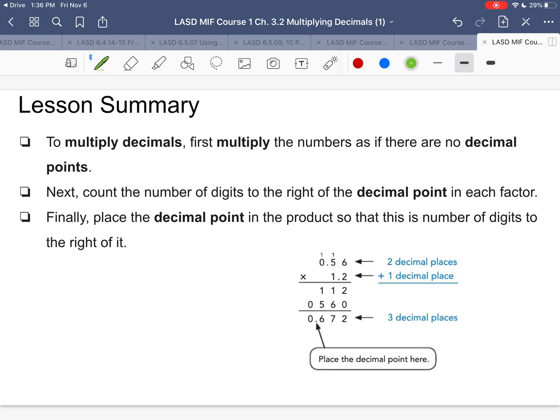If you're going to use the multiplication of whole numbers, first multiply the numbers as if there's no decimal points. Next, count the number of digits to the right of the decimal point in each of the numbers. So here you have 2 numbers to the right, and here you have 1 number to the right, for a total of 3 numbers to the right of the decimal point. When you get your answer, make sure that there are just 3 numbers to the right of the decimal point, and that's your answer.